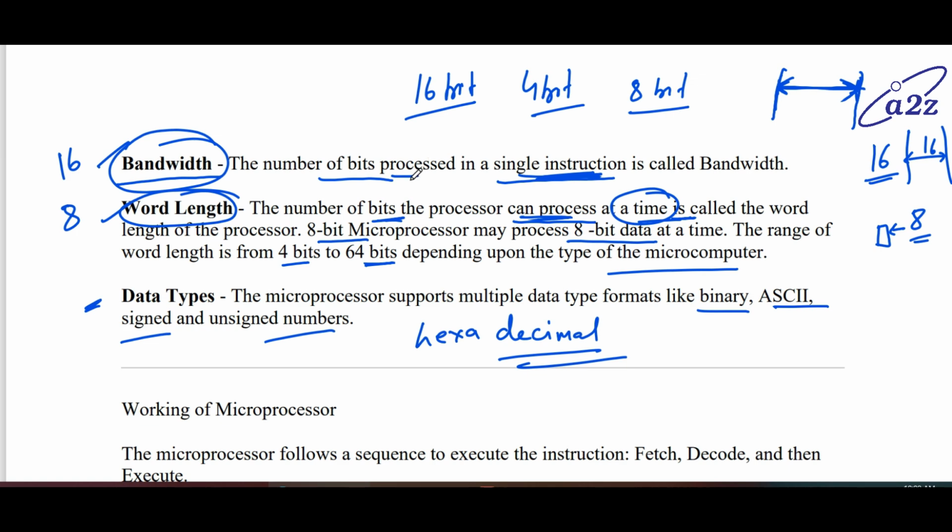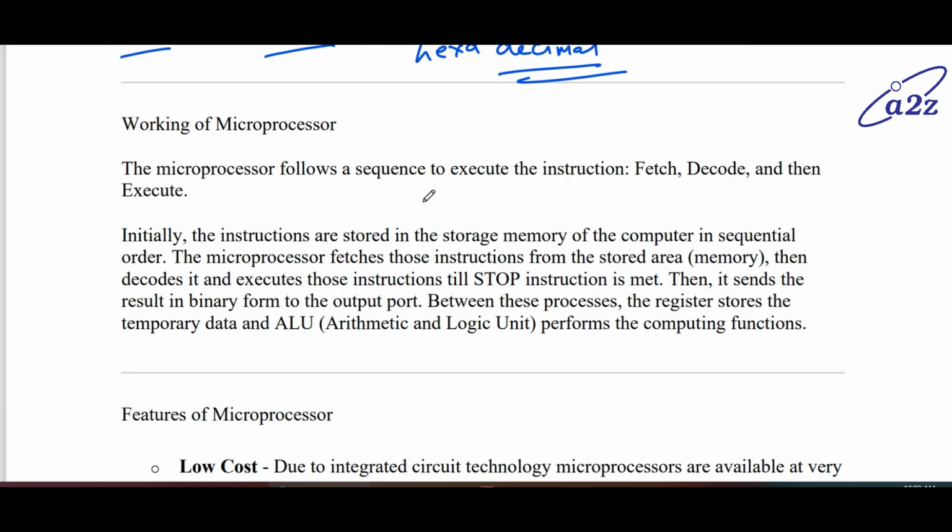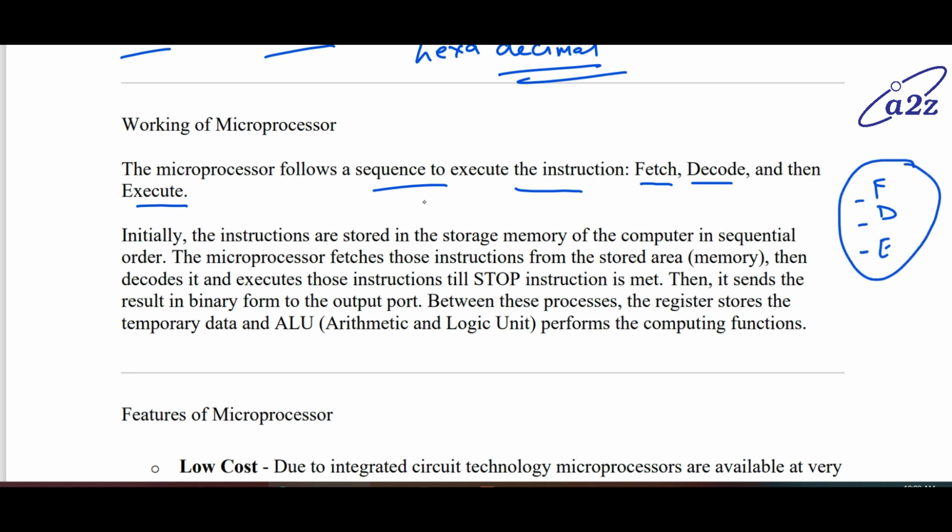Okay. Now, working of microprocessor. Microprocessor follows a sequence to execute instructions. You have heard about fetch, decode, and execute. Fetch, decode, execute एक साइकिल है. हर एक इंस्ट्रक्शन fetch, decode, execute से काम करती है. First of all, you need to fetch the opcode, then you have to decode the opcode and find the operation, and according to the operation, the execution takes place.